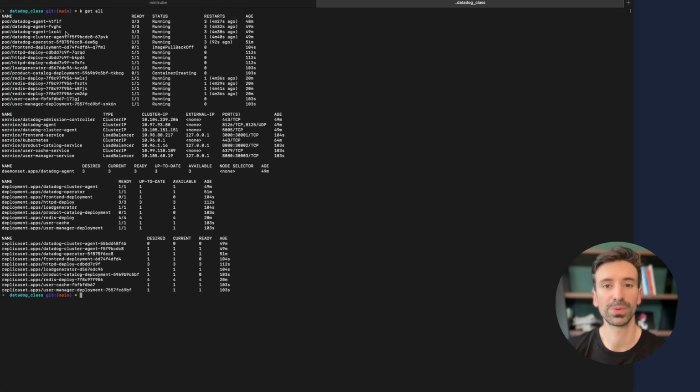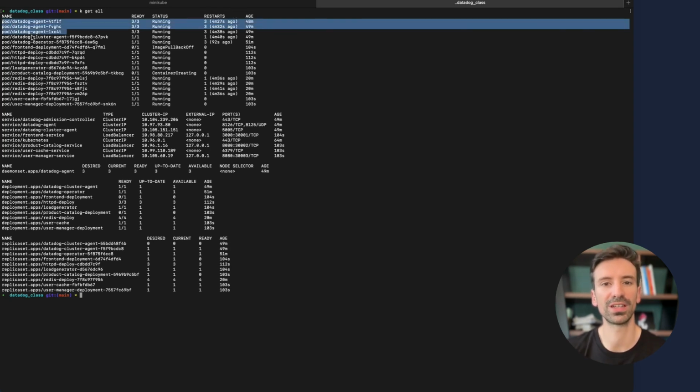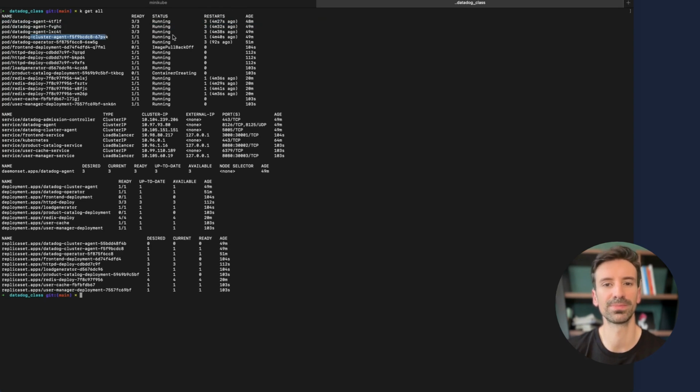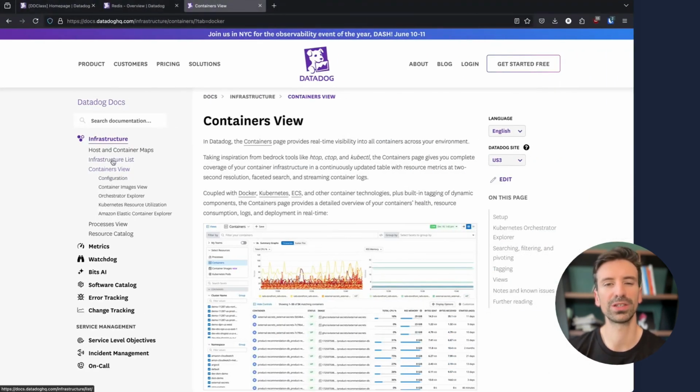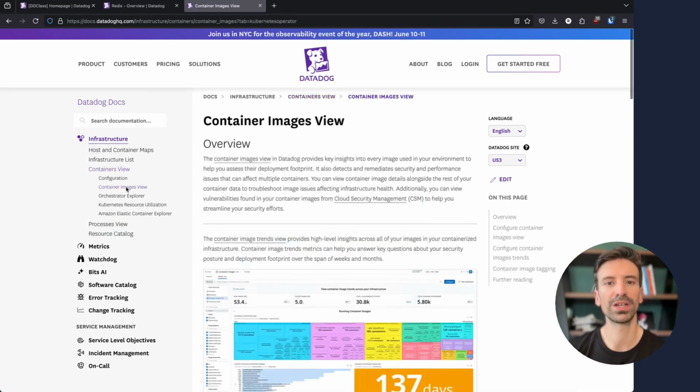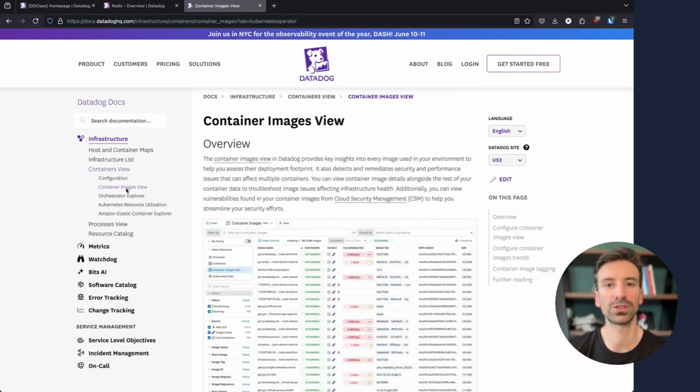Just to confirm, we can still see the Datadog agent and cluster agent running. Those are actually collecting information about our cluster. If you go to the documentation, it indicates that the container view collects quite a lot of information. There is a view for container images. We can learn which images are currently running on your clusters, which ones take up much space, which ones are vulnerable if you enable security. But even if it's not enabled, you can see images by their tags and figure out if the old versions are deprecated.